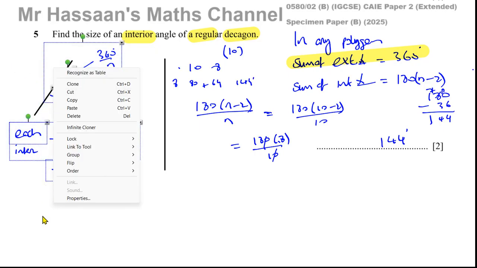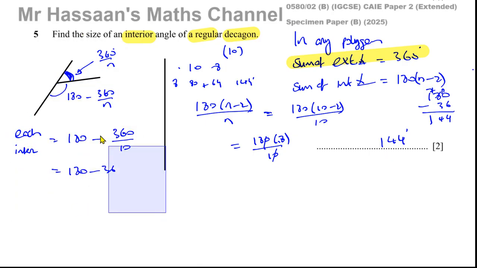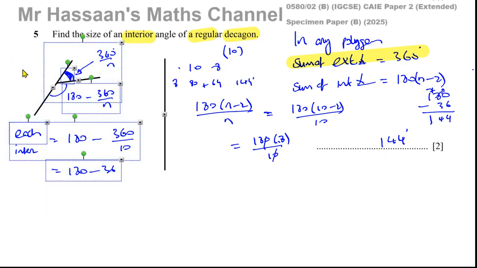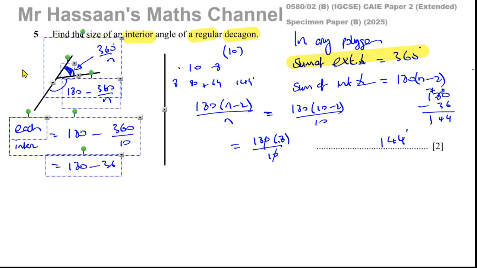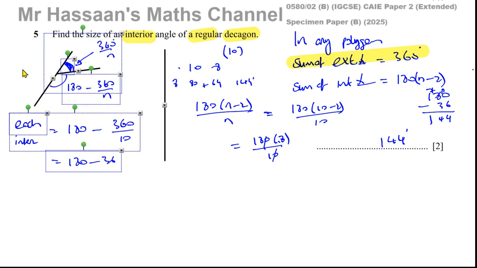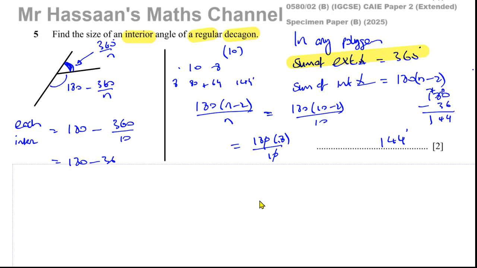One by using the formula for the interior angles, and the other by using the fact that the exterior angles will always add up to 360 degrees. Okay, so that's something important for us to know.